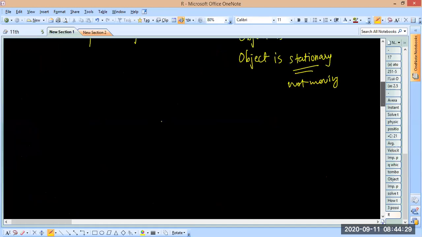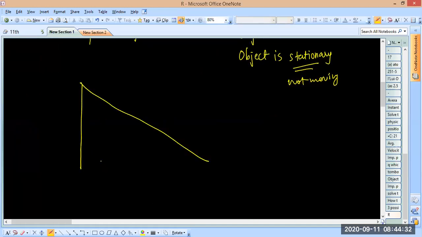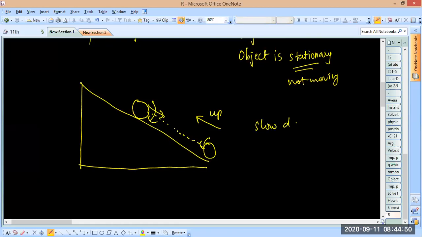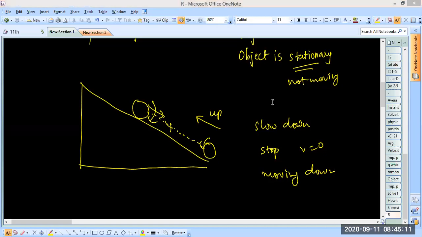Think of it. Suppose this is a slope, right? And on it you roll a ball up. What will happen? The ball will roll up, it will become slow. At some point of time, it will just stop and then start to come back, correct? So as it goes up, it will slow down, right? At some point of time, it will just stop for a small fraction of second, right? There its velocity will become 0, and then once again it will start moving down, correct? This is what happens, right? Yes, object is at rest when velocity is 0, right?